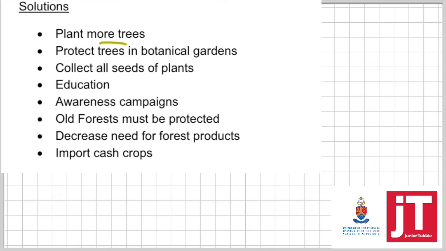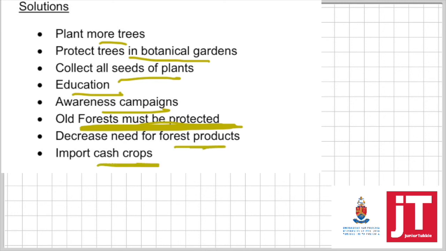So what should we do? Plant more trees. Protect trees in botanical gardens. Collect all seeds of plants. Education. Awareness campaigns. Cutting down the trees for all these products. We need these products, but planting new trees is not a good way either. They have found out that older forests are much stronger and have a stronger immunity than the newer trees. So rather, let's protect our old forests, decrease the need for forest products, and import cash crops. By doing this, there will be less damage to the environment.